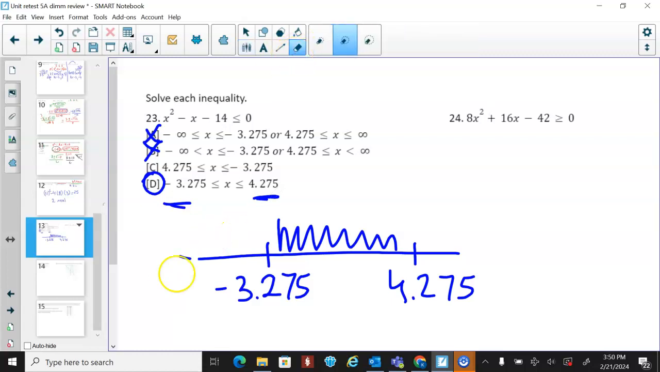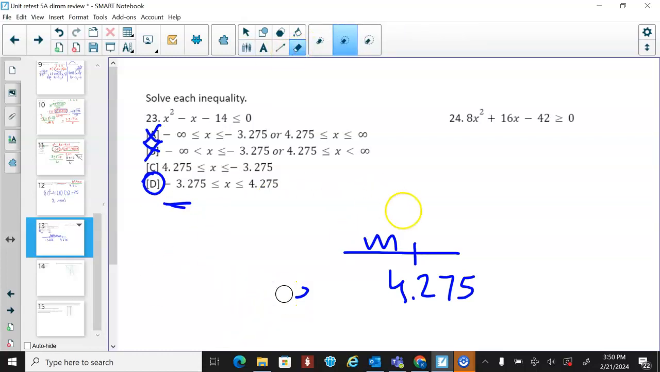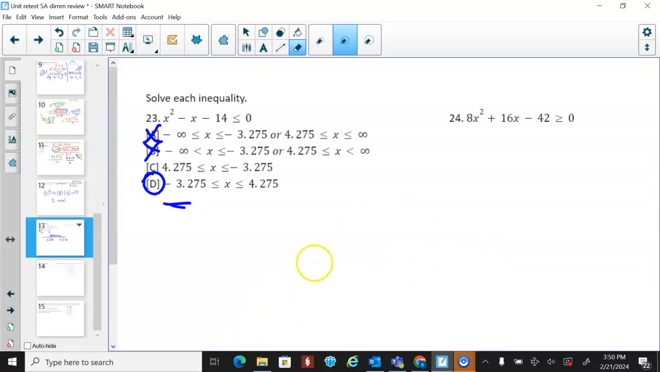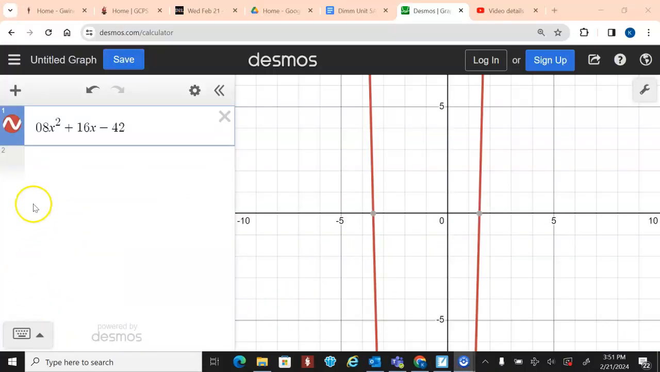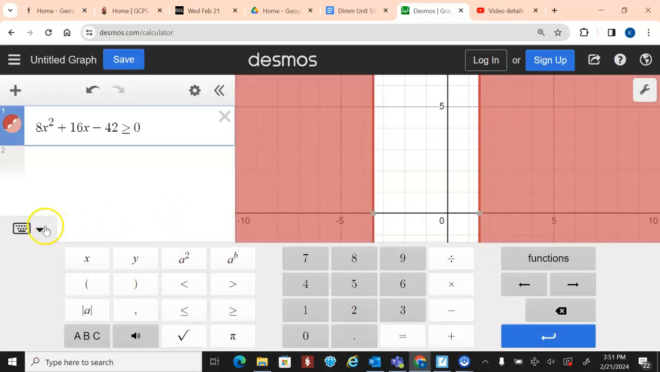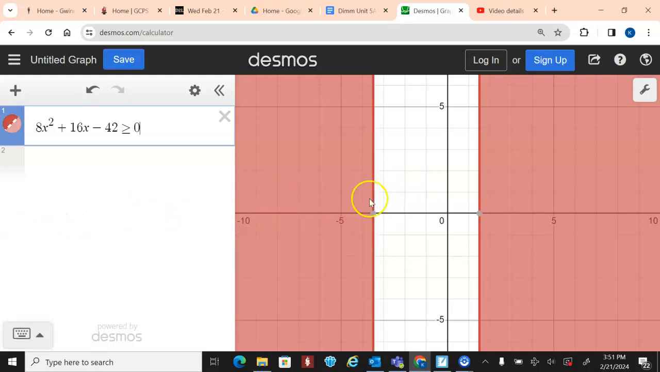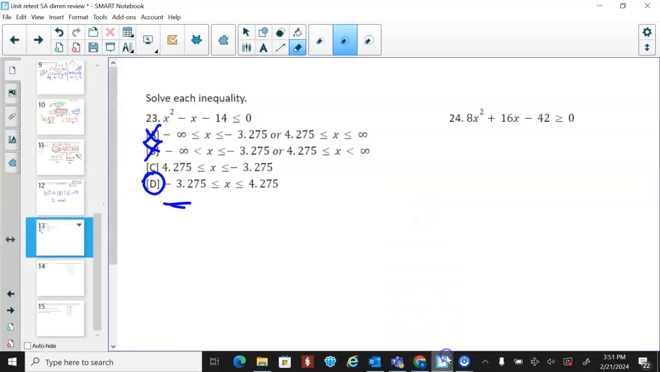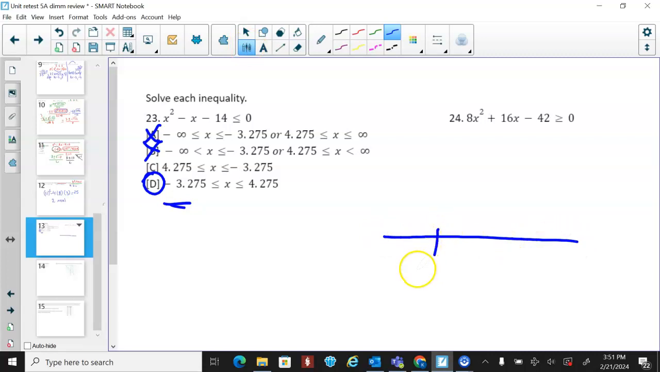Now for 24, again, I'm going to graph it for you guys. So I got x squared plus 16x minus 42, and that's going to be greater than or equal to 0. Now again, as you're looking, we are shaded on the outside of the points, and one point is negative 3.5, and one point is 1.5. So we're going to make a line here for number 24. The points were negative 3.5 and 1.5.